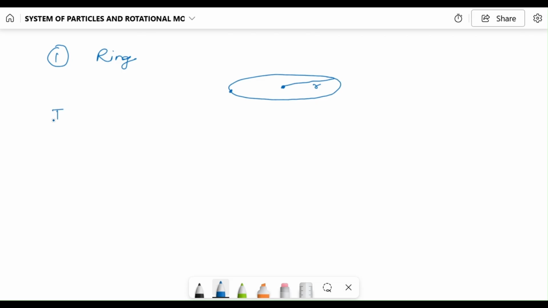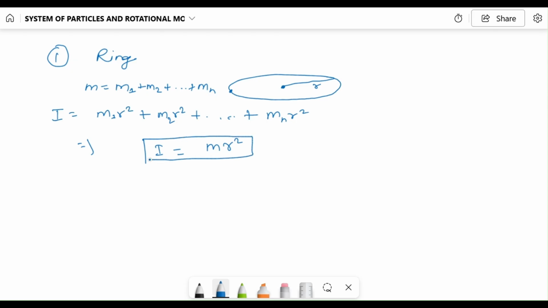So we can write here m1 r square plus m2 r square plus, up to, if there are n number of particles, mn r square. And in this way we can write r square is common, m1 plus m2 plus mn, and if we are adding all the particles here, means their masses, we can write the total mass. Let's say the mass of the ring is m, which is m1 plus m2 plus up to mn. So we can write I equals m r square, where m is the mass of this ring and r is its radius.